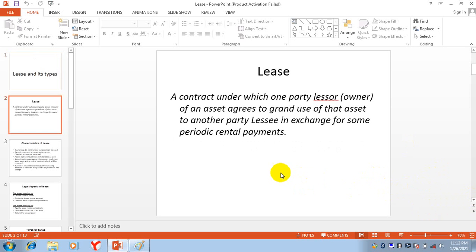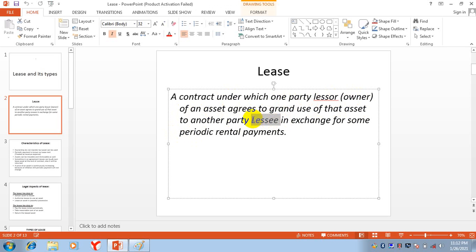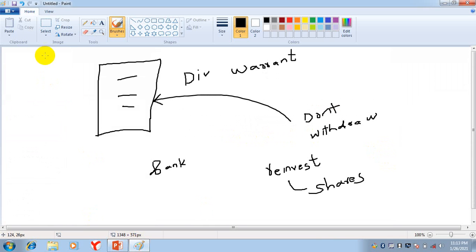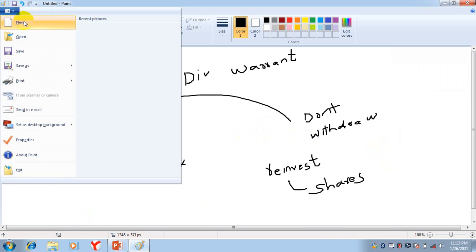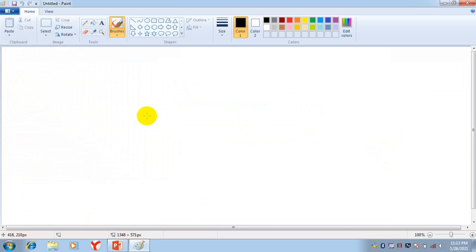What is a lease? A contract under which one party, the lessor, who is the owner of the asset, agrees to grant use of that asset to another party called the lessee in exchange for some periodical rental payments. Basically, lease is a contract. In this contract, there are two parties involved.